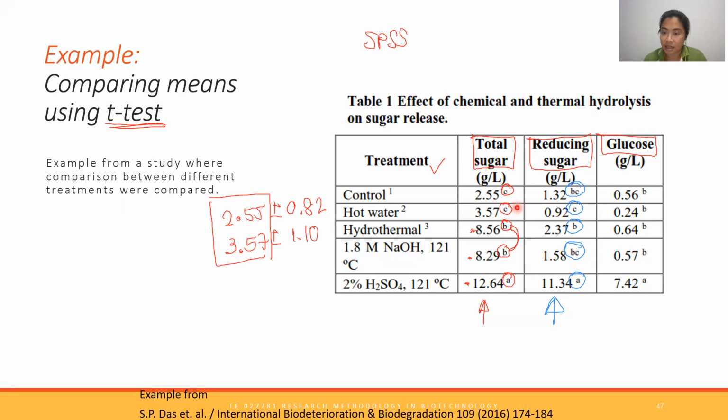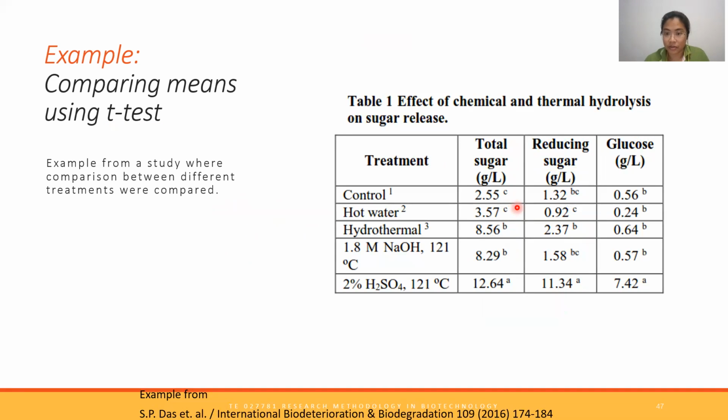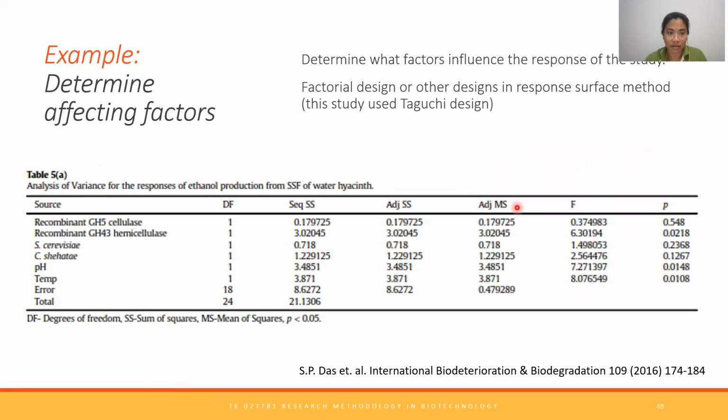These things are achieved by using inferential statistics, by using the t-test. So that is one of the examples that you will see a lot in the papers that you read. Going on to the next example.